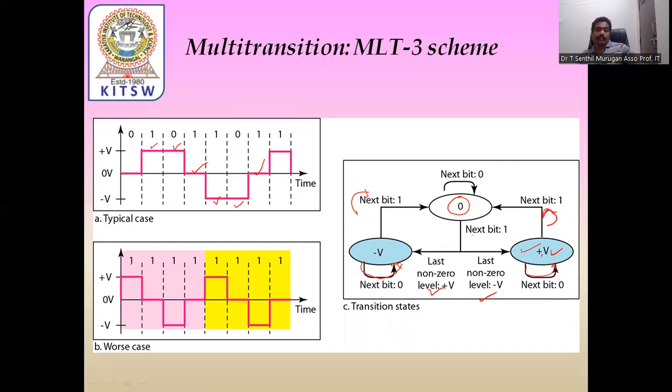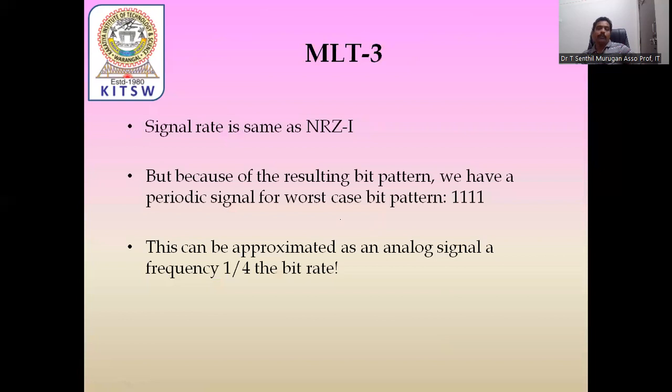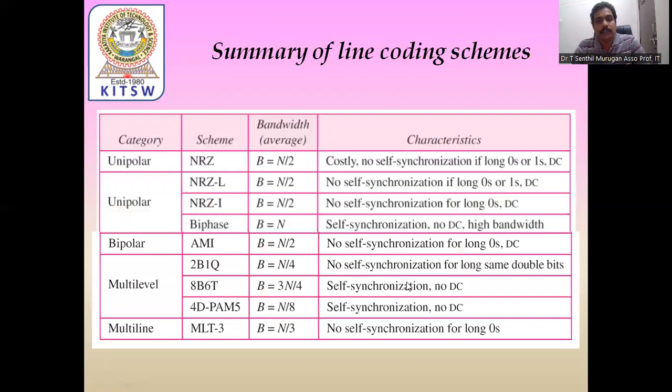What happens in the worst case? You see here, the starting point is positive voltage. Here they are using 0 voltage. If they are using the positive voltage, 1 means, you see here, all the data are 1. What happens? Each time the transmission changes. Okay. For each time we have to check this, alternate mark inversion techniques also. So there is one model, MLT-3. Signal rate is the same as NRZ-L, but because of the resulting bit pattern, we have a periodic signal for the worst case bit pattern for ones. If continuous ones come, there is a problem. Okay. So finally, we have all categories.